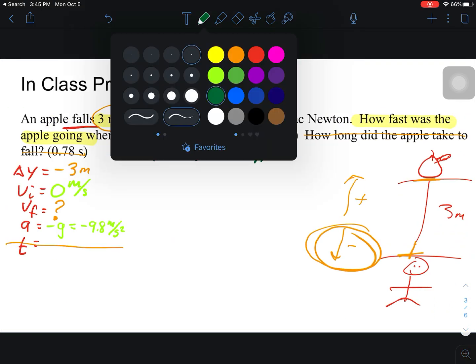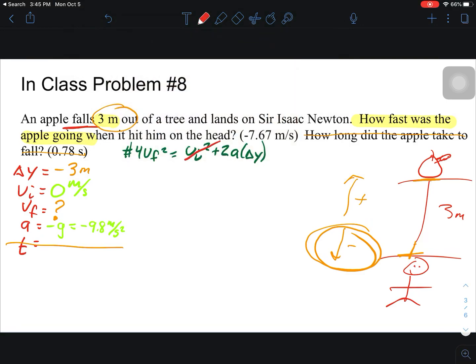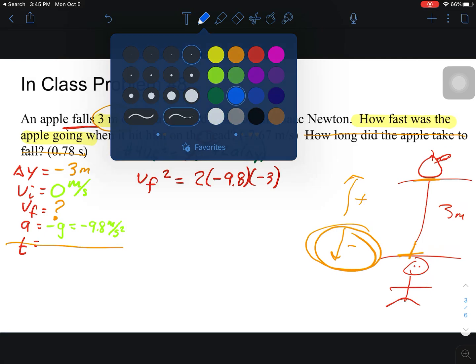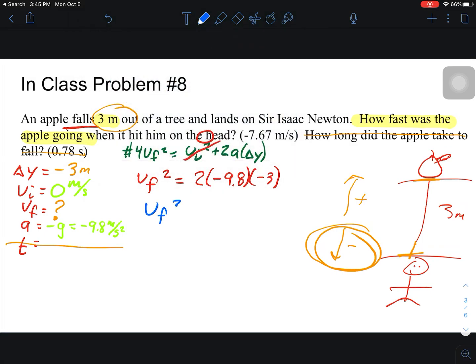Our initial velocity was 0, so 0 squared is 0. So then we can say, well, my final velocity squared is equal to 2 times negative 9.8 meters per second squared times a negative 3. My final velocity squared is equal to 2 times negative 9.8 times negative 3. So negative times a negative is positive. That's going to give us a positive 58.8.